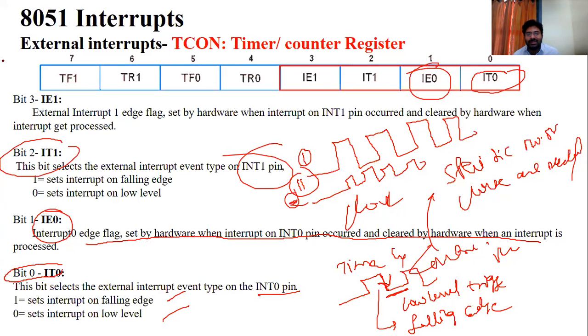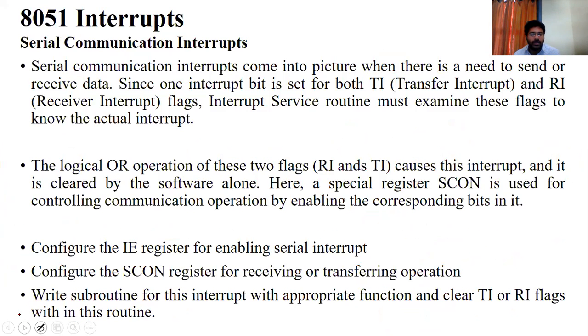So this will completely give the information about that. Whether it is the falling edge or the low level, both the falling edge as well as the low level are directly based on the clocks. Okay. The next one: serial interrupts, serial communication interrupts.